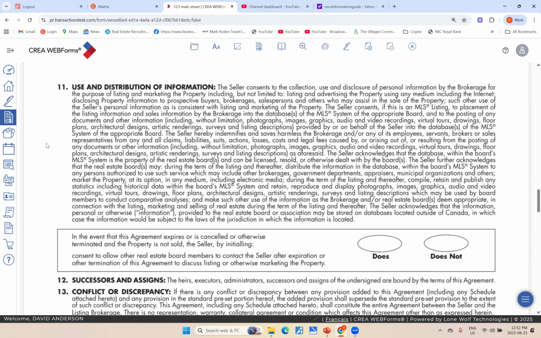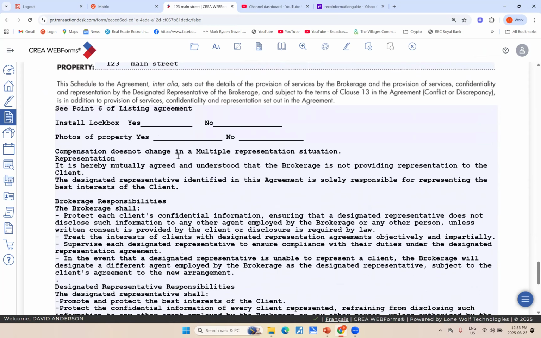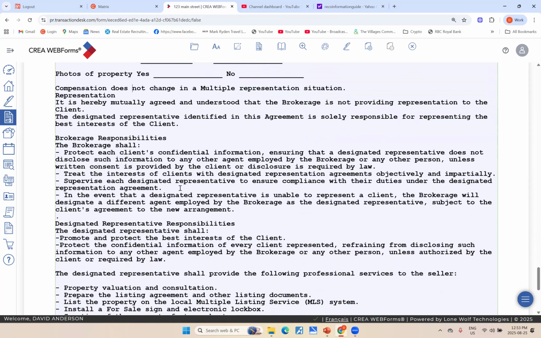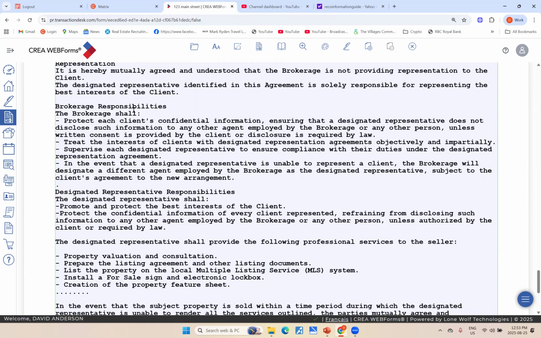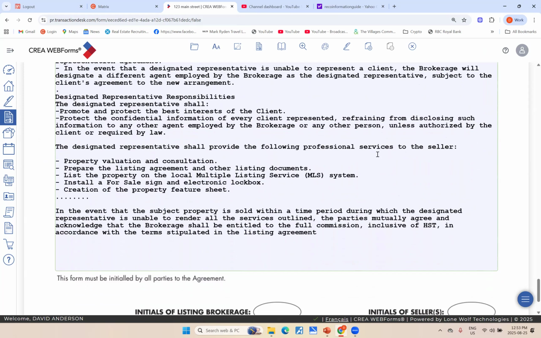If we go down further into Schedule A, it says, will we be installing a lockbox? Yes or no? Will we be doing photos of the property? Yes or no? Compensation does not change in a multiple representation situation, so that is up to you. If you decide that if you get into multiple rep, you want to change your compensation, you can remove this and change it at will. It is hereby mutually agreed and understood that the brokerage is not providing representation to the client. The designated representative identified in this agreement is solely responsible for representing the best interests of the client. Then it talks about the brokerage responsibilities because they are not the designated rep, and it's more about confidentiality of information, treating the interests of clients with care. Basically, it talks about what the brokerage's roles are, what the designated representative's responsibilities are, and they should follow professional standards.